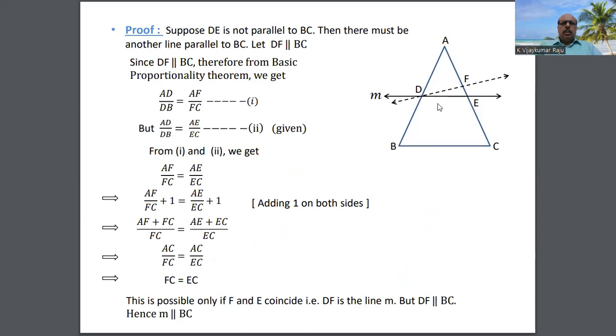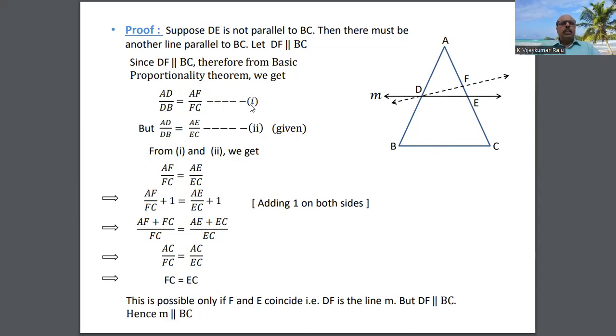Now how to prove this? We use an assumption. Suppose that DE is not parallel to BC. If DE is not parallel to BC, then there must be some other line which is parallel. So let us take DF parallel to BC. If DF is parallel, then by basic proportionality theorem, AD upon DB must be equal to AF upon FC.